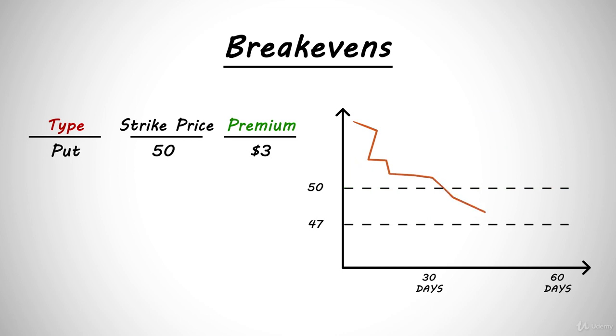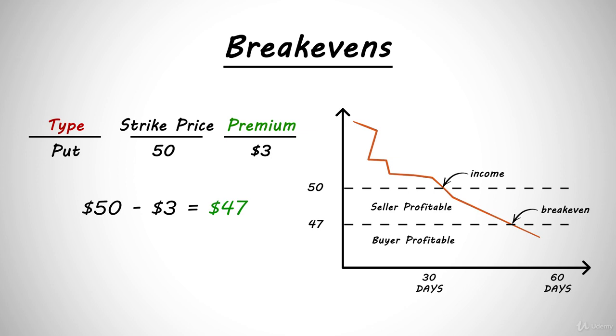Puts work very similarly, except we simply subtract the premium from the strike price to calculate the break-even. If we bought a 50-strike price put for $3, we would start making money once the stock trades below $50, but we would need to make up our $3 premium. So we would not reach a point of profitability until the stock reaches $47.